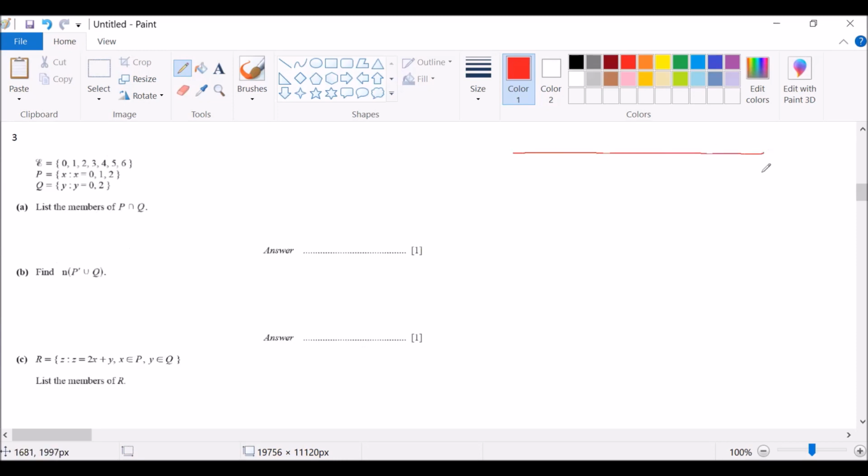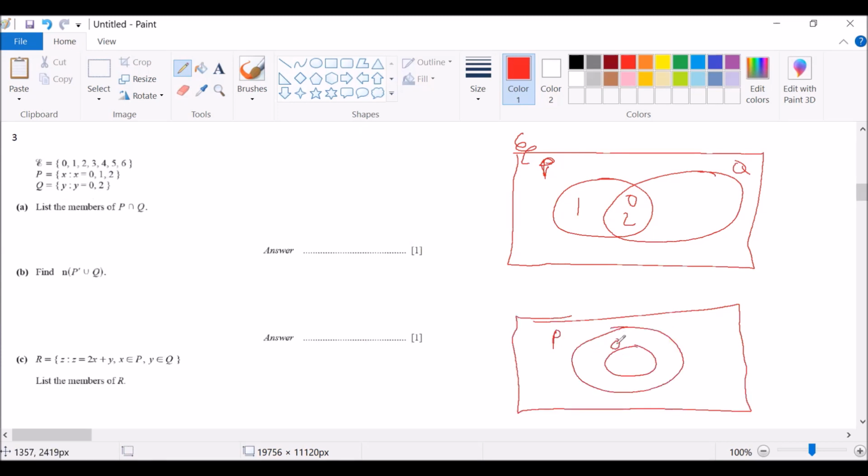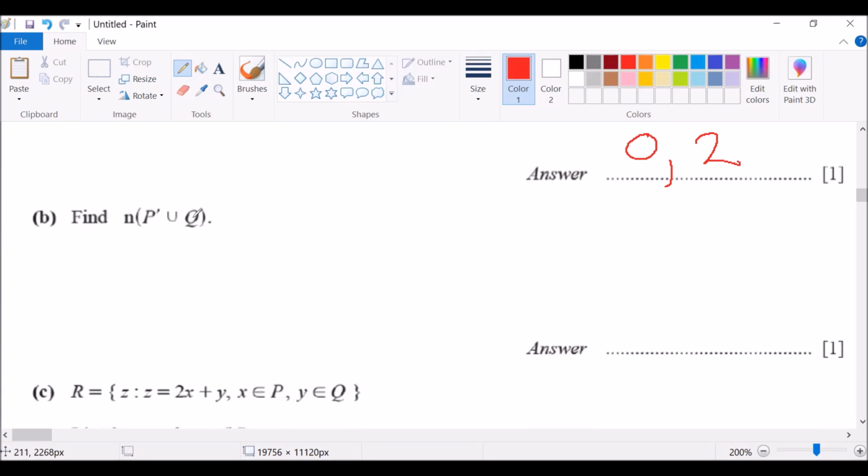So if we had a Venn diagram, which members will be common? This is our universal set. This is our P. This is our Q. We have 0 and 2 common. Then we have 1 in P. So in fact, since this part is an empty set, we can see Q is a subset of P. List the members of P intersection Q. What do P and Q have in common? 0 and 2.